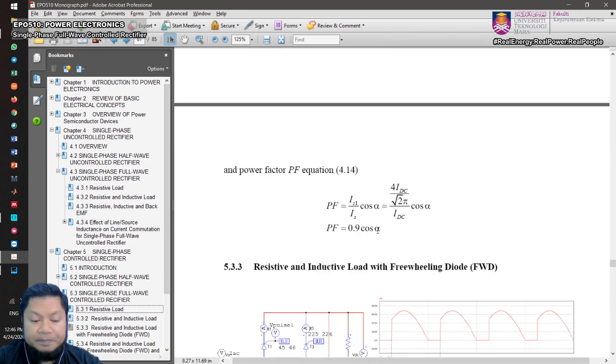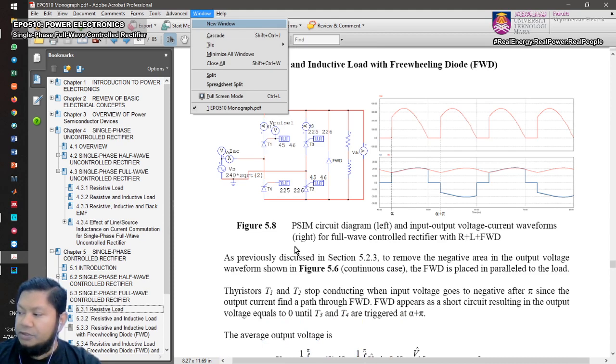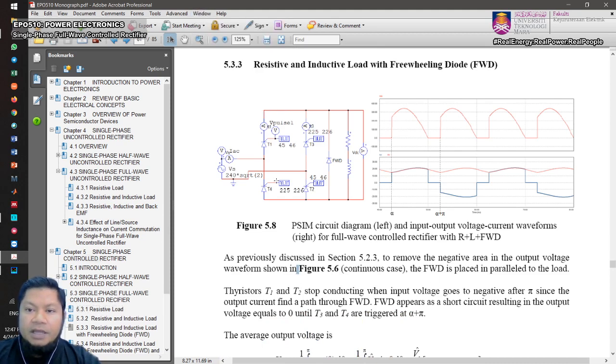Try to understand that. Okay, so now we're going to continue with the case where you have this freewheeling diode. I hope you still remember that we put in the freewheeling diode. We insert a freewheeling diode or flywheel diode because you want to remove the negative area, isn't it? Why? Because that negative area actually reduces the available output voltage. So we want to remove that negative area, and therefore you increase the amount of output voltage available for that particular rectifier.